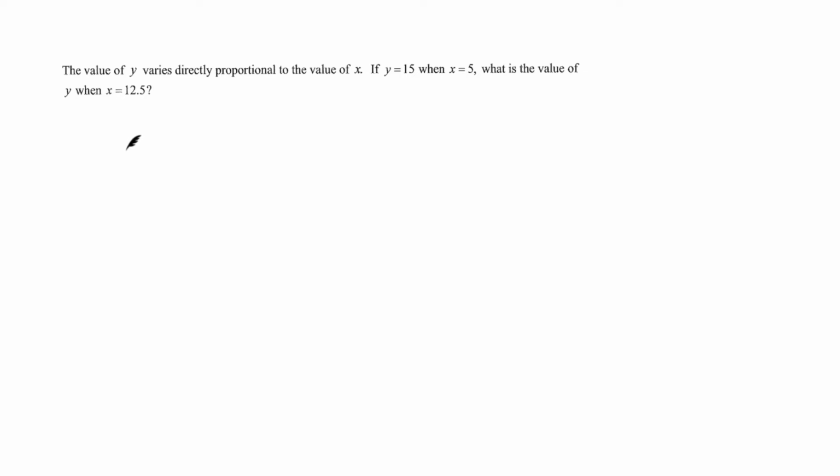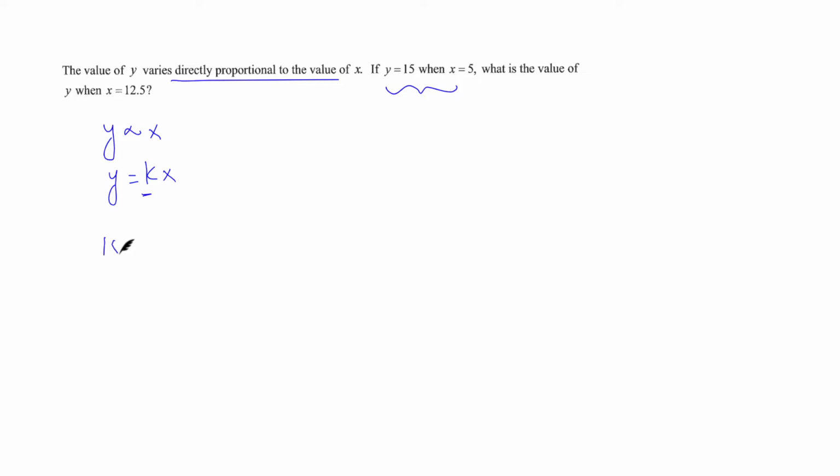Let's start with this basic example. The value of y varies directly proportional to the value of x. If y equals 15 when x equals 5, what is the value of y when x equals 12.5? So if y varies directly proportional to x, we can form an equation that looks something like this: y equals k of x. So the first thing is to calculate the value of k by putting in these values.